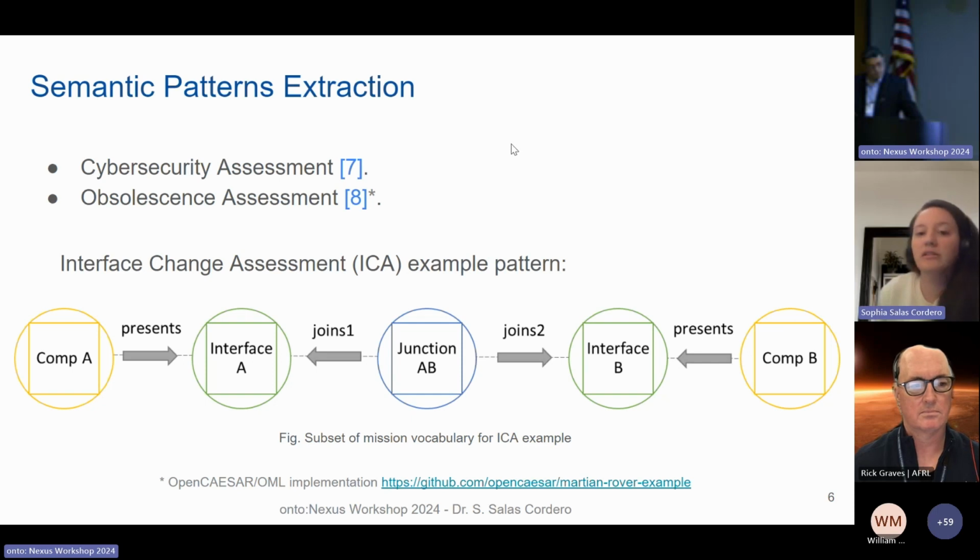So in this case, the concepts that you would query would be components, interfaces, and junctions, and the relations would be presents and joins. Normally, the results of the query, I don't know if it was mentioned previously, can be obtained in CSV, JSON, and XML. So it gives you a lot of flexibility in how to analyze them. So you can do that with Python network libraries, for instance. The next slide, please.